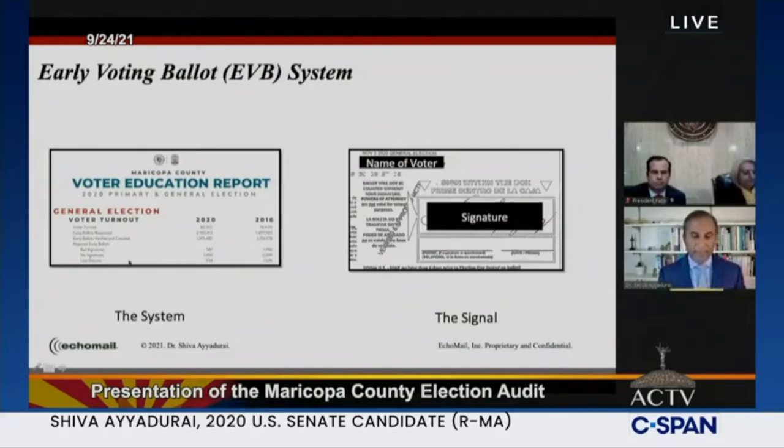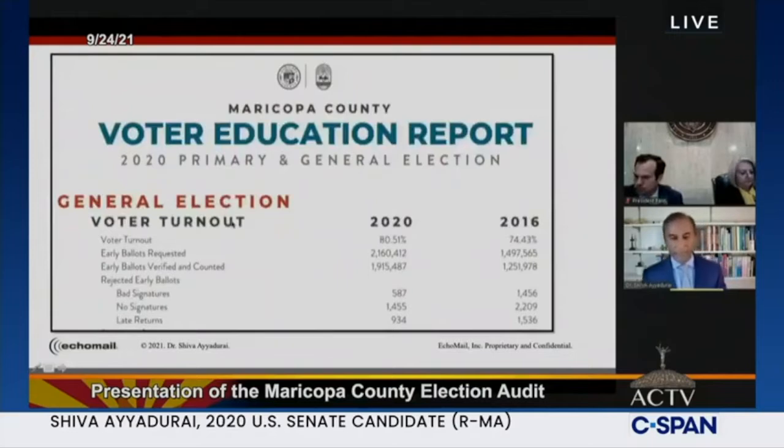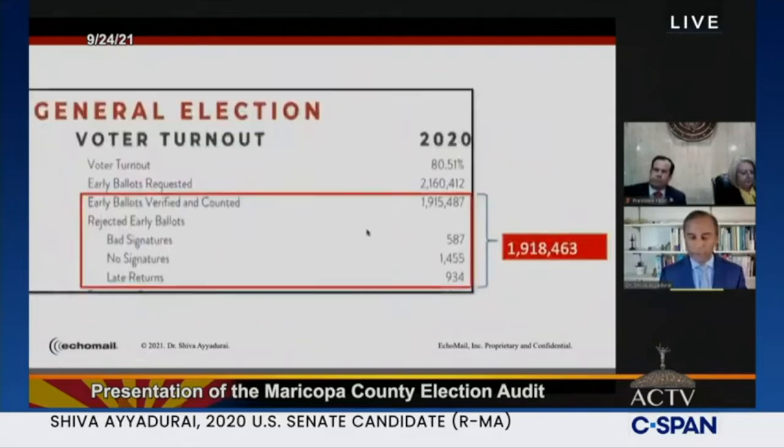So this is, on the left side, the actual reality of what was reported by the Maricopa County in their voter education report. In fact, what was called their Canvass report. And what we see here, if you look carefully, are the numbers that they reported from 2016, but more importantly, we're concerned about 2020. And in 2020, one of the lines in their report is called the early ballots verified and counted, which has 1,915,487. And the rejected early ballots, which are these numbers, are the ones that were not included in the final count.